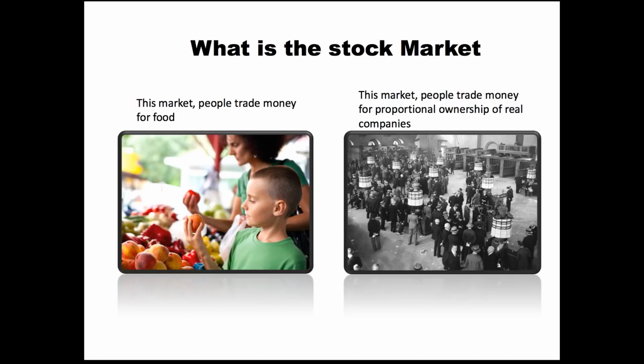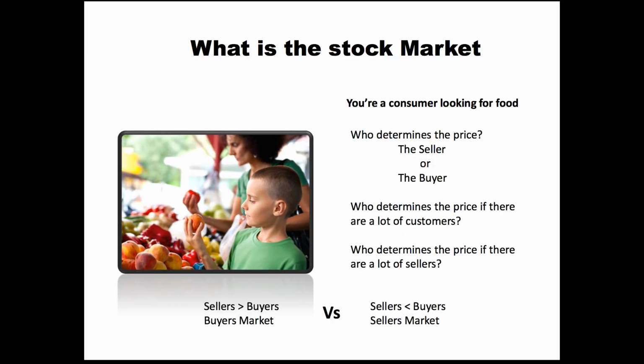So on the left I have a picture of a little boy and his mother buying some fruit at a local market, and on the right I have an old-time photo of the stock market, New York Stock Exchange. You can see on the left, this is a market where people trade money for food, and on the right, this is a market where people trade money for a proportional ownership of a real company, or a stock. So let's go to the boy and his mother picking the fruit.